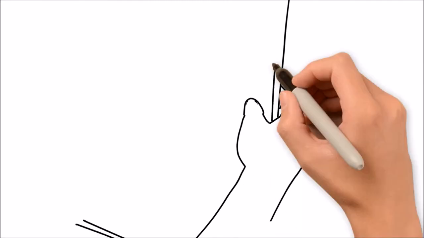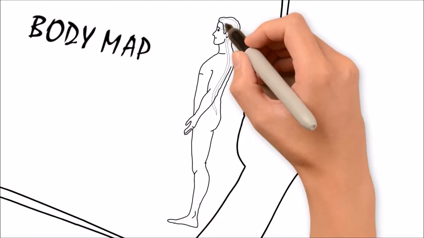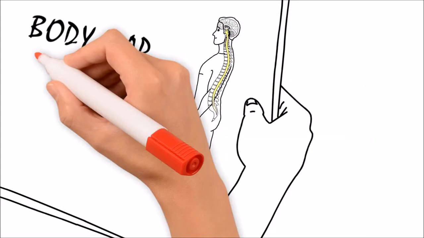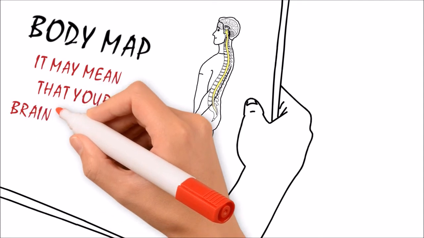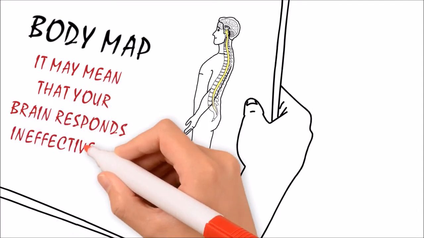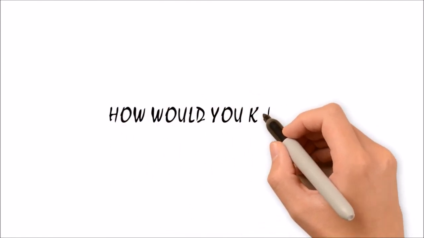So what happens if the brain's map of the body is inaccurate? Or if it's interpreting information based on faulty perceptions? It may mean that your brain responds to environmental cues ineffectively. But how would you know if your brain's map of the body or its knowledge about the environment was incorrect?